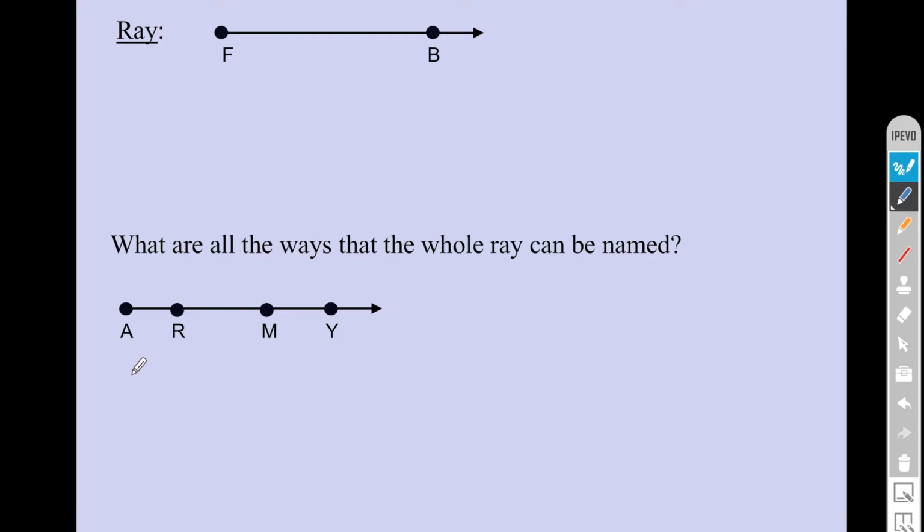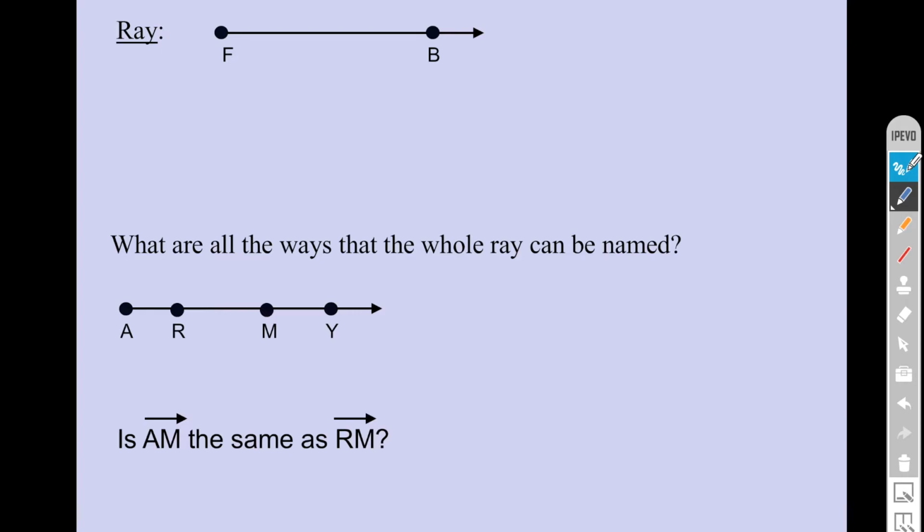What are all the ways this whole ray can be named? Well, the end point of the ray is A, so it's going to be AR. Another way we can name it is ray AM. And a final way is AY, because how do you name a ray? With 2 points, end point going first. AR is right here. Okay, AM is start at A and go through M, so they overlap. And AY is start at A and go through Y.